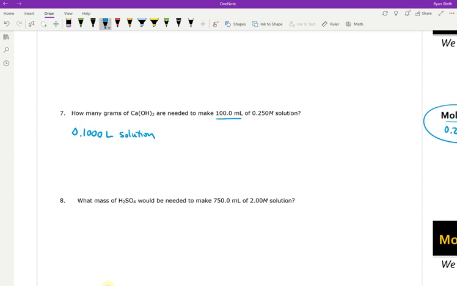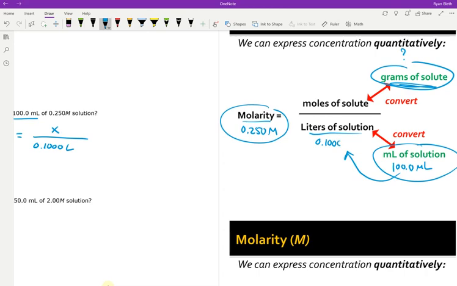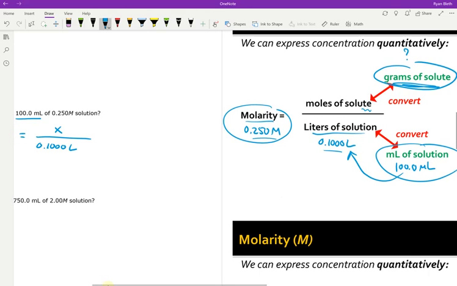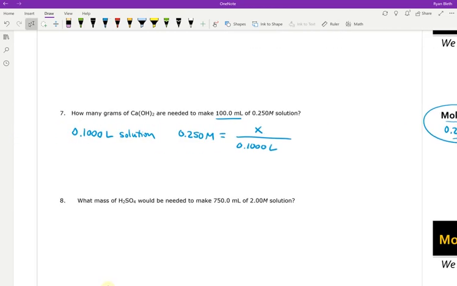So there's my volume. I know my molarity. I've got a 0.250 moles per liter solution, and I've got 0.1 liters of it. How many moles will that be, right? So remember, we've figured out here that this is 0.10 liters. We've got our molarity, we've got our liters. We're going to find that moles, and then we're going to convert it to grams. All right, so that's where that x position is. When I multiply this out, x is 0.0250 moles of calcium hydroxide.